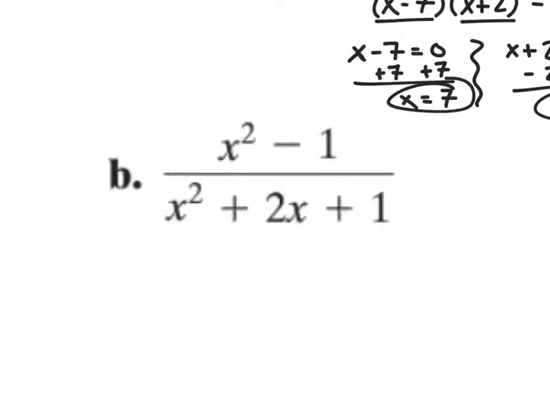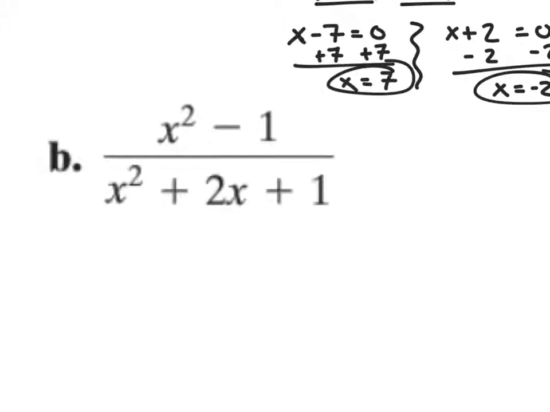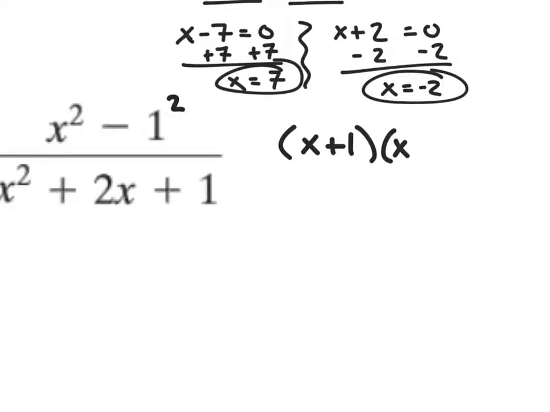Now, part B, I want to factor my numerator and factor my denominator. If I factor my numerator, I want you to see something. This is a difference of squares, x squared minus 1. Because that's a difference of squares, I can factor that as x plus 1 times x minus 1. All right, difference of squares.